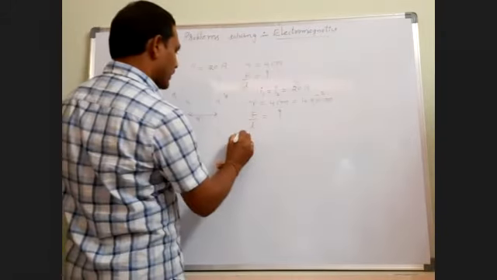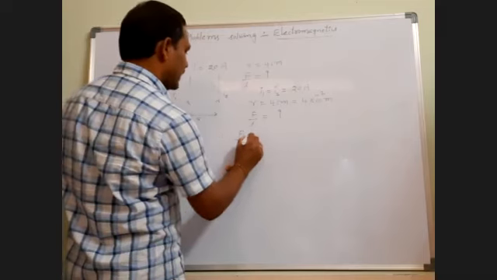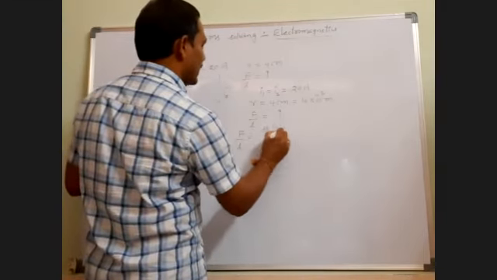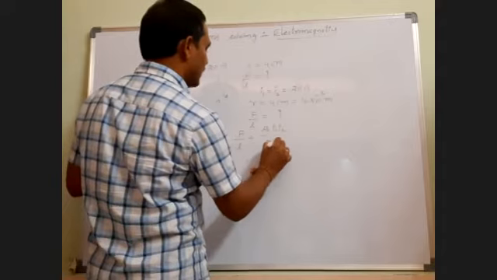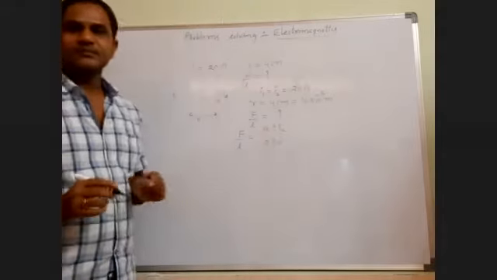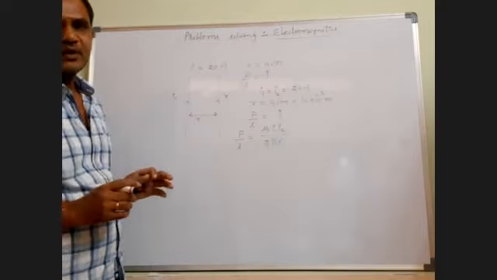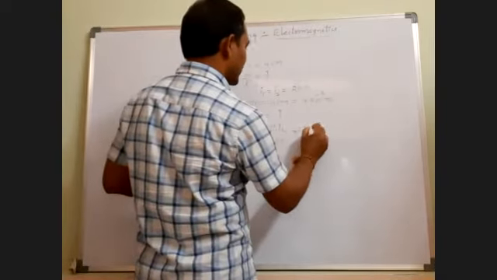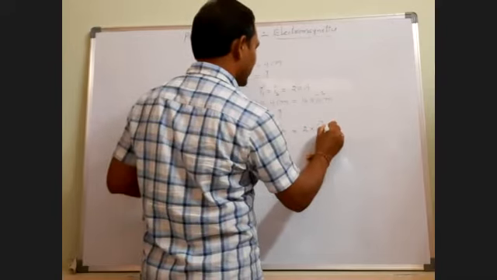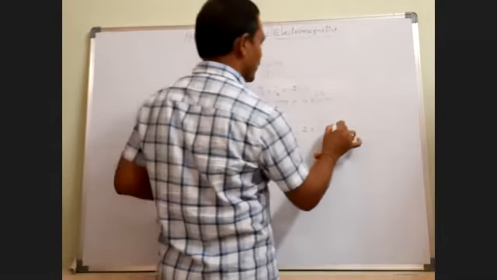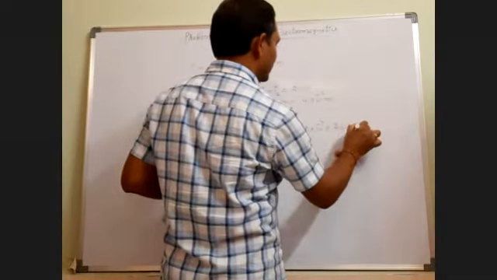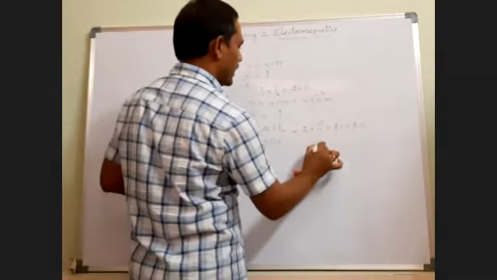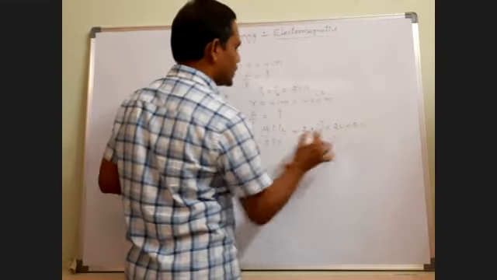Can you tell the formula? What is F by L? F by L equals mu naught I1 I2 by 2 pi R. Is it correct? Yes, sir. So this is equal to mu naught by 2 pi, how much, sir? 2 into 10 power minus 7, I1 I2, 20 into 20, by R, separation 4 into 10 power minus 2.